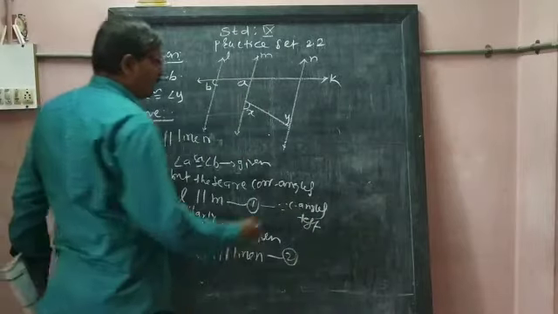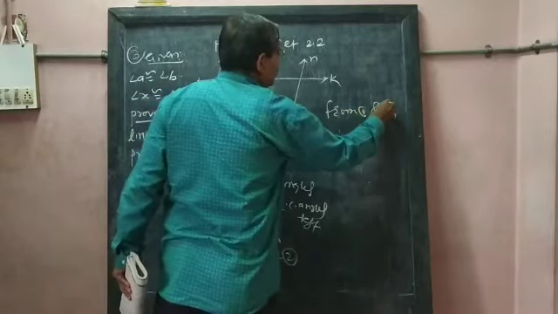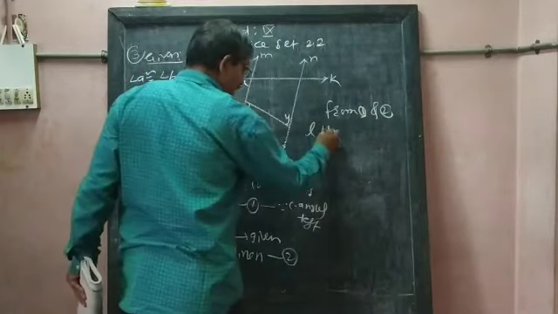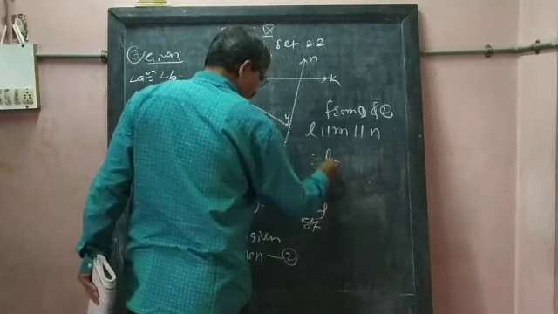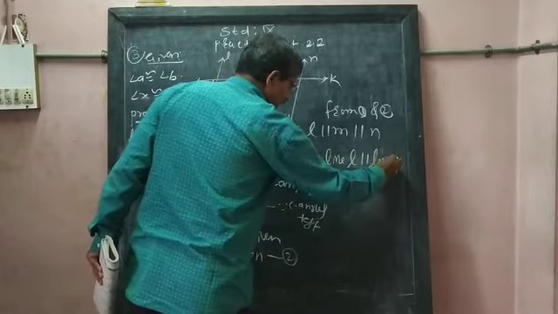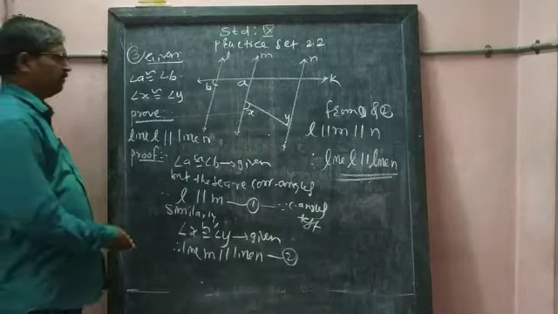Okay. Therefore, from 1 and 2, line L is parallel to line M, which is parallel to line N. Therefore, line L is parallel to line N. Understand? Once again I am going to repeat here.